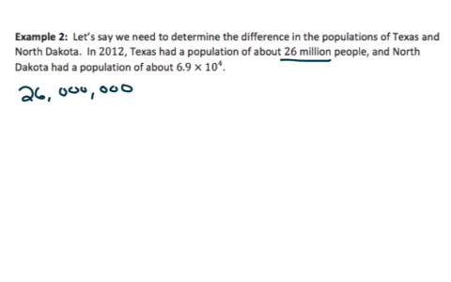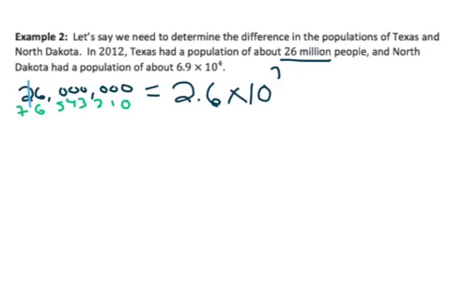And remember Mr. Kate's way of doing this, we count to find out what our exponent would be. So I would have 0, 1, 2, 3, 4, 5, 6, 7 as my exponent. Also, remember you always put your dot in between there. So we would have 26 million would be equal to 2.6 times 10 to the 7th power.